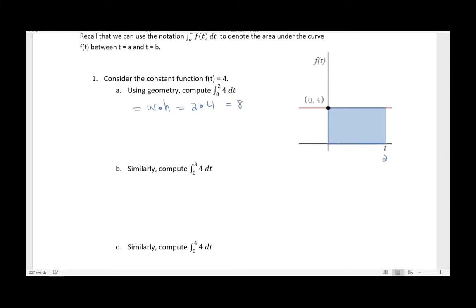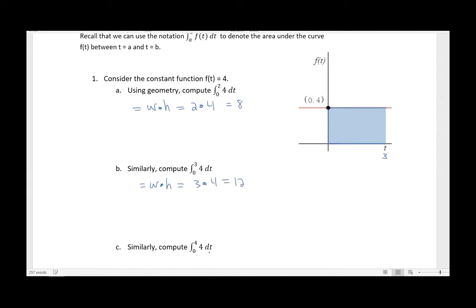I'm going to leave a little space here because I want to come back and add some extra stuff in just a second. So now let's find the area under the curve from 0 to 3. So I'm going to come over to my graph, and I'm going to erase the 2, and I'm going to pretend this is now from 0 to 3. So in a very similar manner, I'm going to have width times height, because this is the geometry of a rectangle. So my width is 3, right? And then I have the height of 4. So I get 12 in that case.